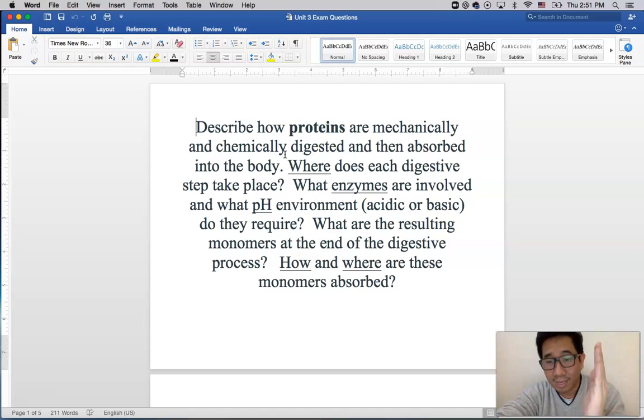break it down to each question, small chunks. First one, describe how protein is mechanically and chemically digested and then absorbed in the body. Mechanical digestion is in your mouth, right? So what is that called? Chewing. What's the medical term for chewing? Starts with an M. Not masturbation. It is mastication. Okay, mastication. So chewing, that's the mechanical portion.